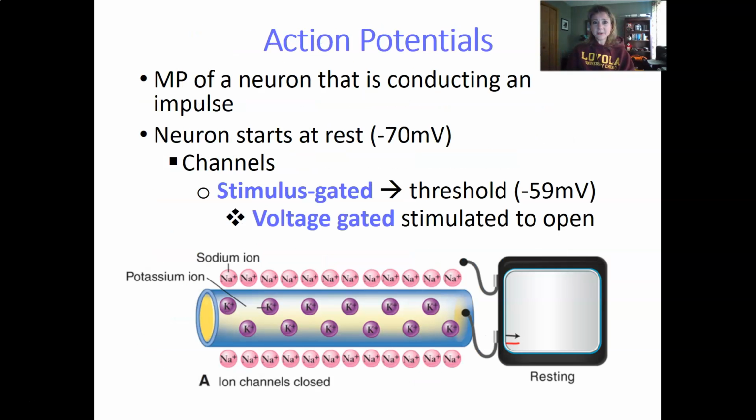All right, so the membrane potential of a neuron that is conducting an impulse is going to give us something called an action potential. So an action potential is just the changes in charge between the extracellular fluid and the intracellular fluid in a neuron that is active, that is actually conducting an impulse. So our neurons are going to start at rest. And when the neuron is at rest, it's kind of like a salty banana.